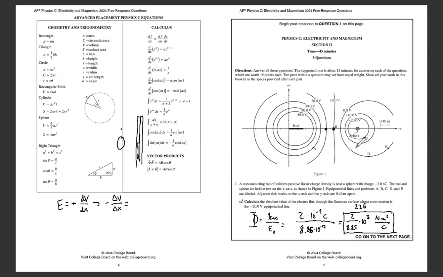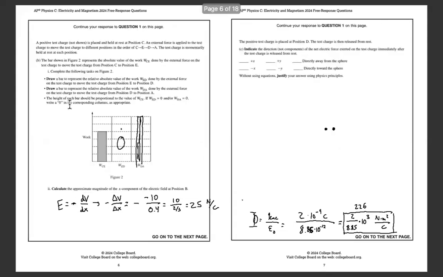Yeah, I don't exactly know, but I guess those two points work fine. The distance between those is approximately 0.4 meters. So you get negative 10 over 0.4, which is equal to 10 over 2/5, which is going to be 25 newtons per coulomb. So the electric field should be approximately 25 newtons per coulomb. All right, the positive test charge is now placed at position D and then released from rest. Indicate the direction of the net electric force immediately after it is released from rest.